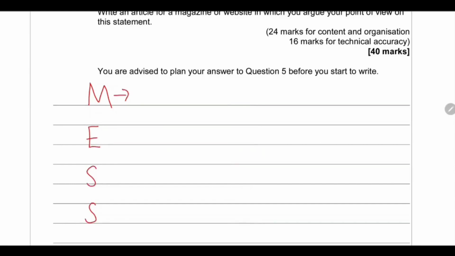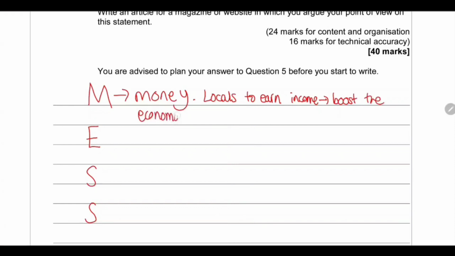So I'm going to start off with M. So M stands for money. So how does this impact people in terms of money? So if you think about fast fashion, how does it impact people in terms of money? So first of all, if you think about the local people, it allows locals to earn income. And if locals earn income, it can boost the economy and promote economic growth. Okay, so that's in terms of money.